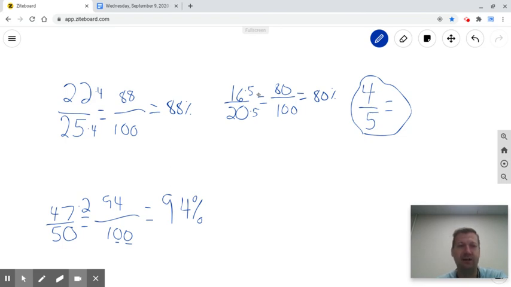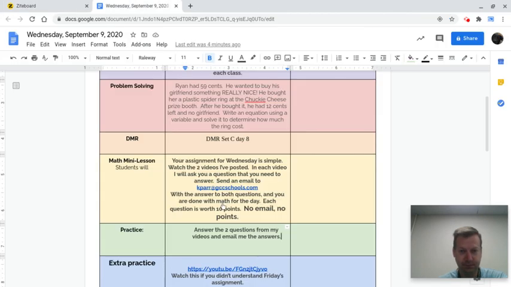kpar@gccschools.com. It's also over here. I put my email address right there. If you do not send me an email, you get no points for today. I have to get an email from you.